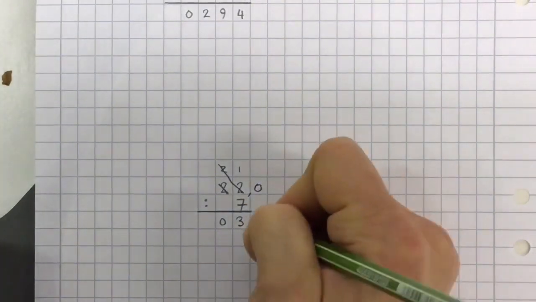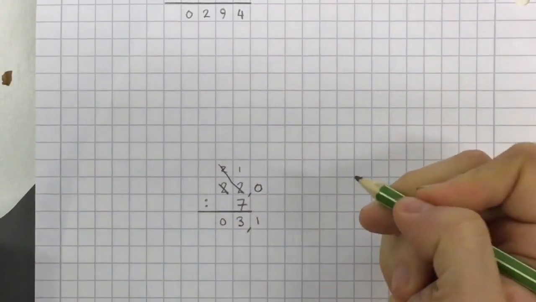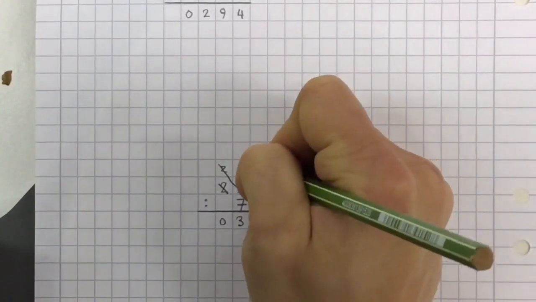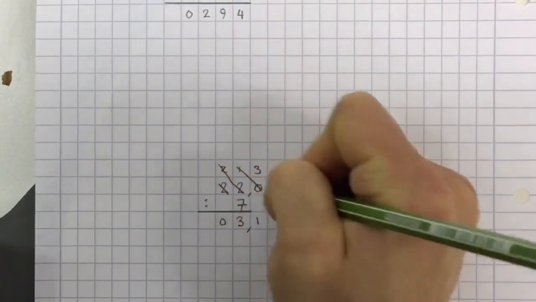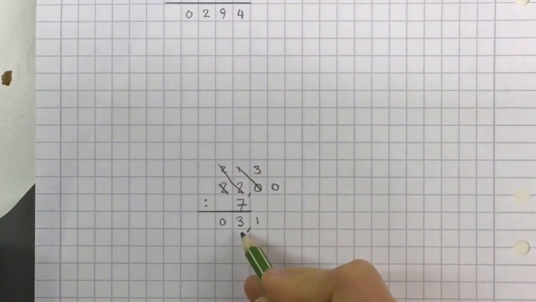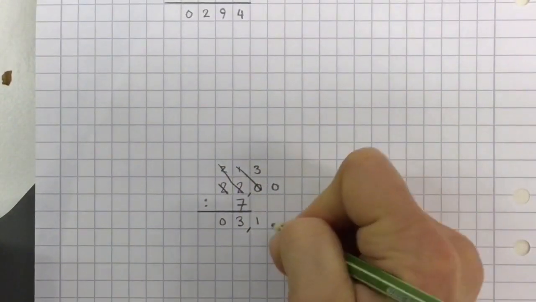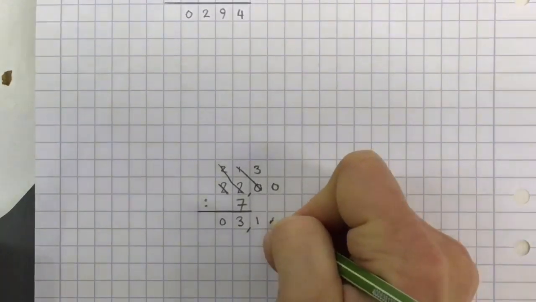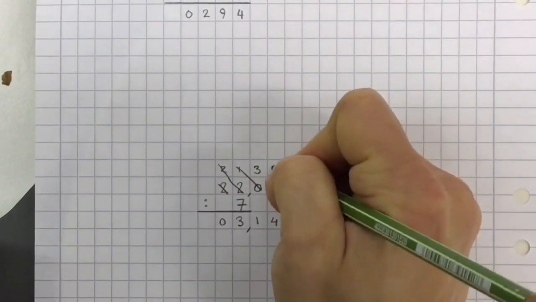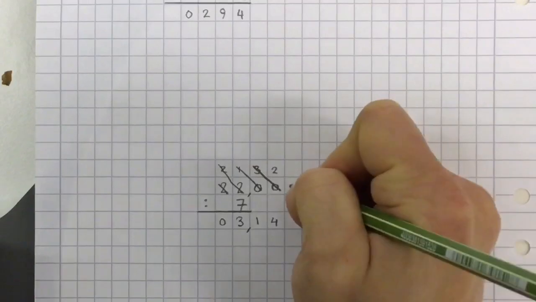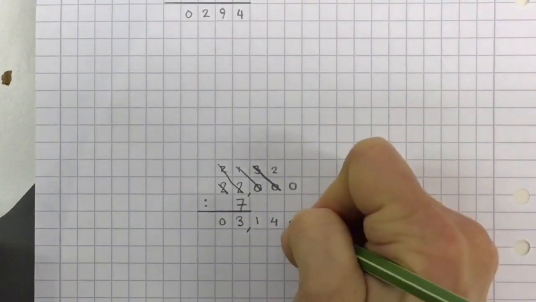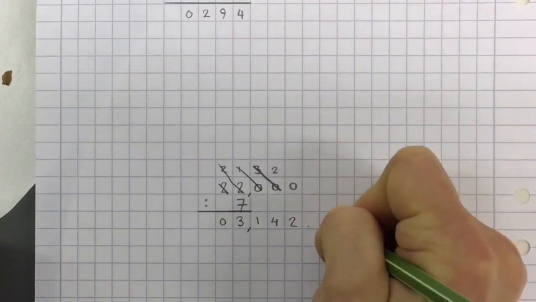And 7 goes once in 10. We get a partial remainder of 3. We can add more zeros. 7 into 30, 4 times. That's 28, so we get a partial remainder of 2. 20 goes 2 times, and so on.